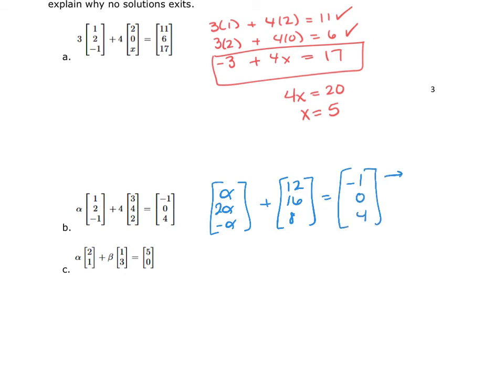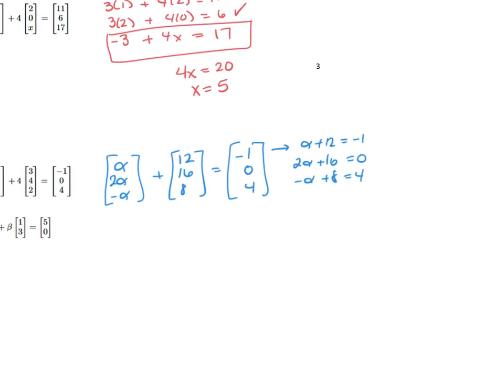What this first row gives me is alpha plus 12 is equal to negative 1. My second row gives me 2 alpha plus 16 is equal to 0. The last one gives me negative alpha plus 8 is equal to 4. So I get different alphas. So I get alpha is equal to negative 13 for the first one. I get alpha is equal to negative 8 for the second one, and I get alpha is equal to 4 for the last one. Now wait a minute, it should be the same alpha.